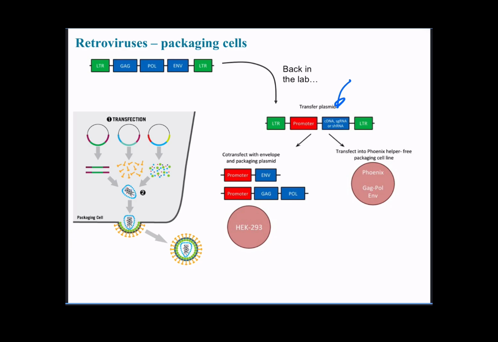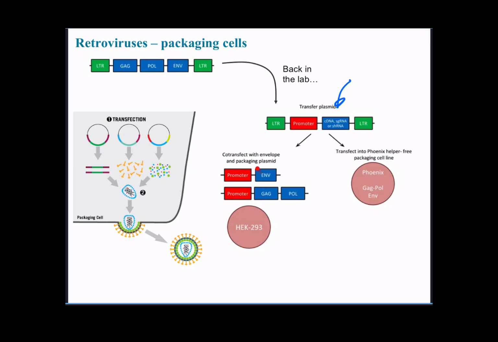Right? So we detach the replicative ability of these retroviruses from their ability to introduce sequences into the genome. And the way this is done is either by using two different plasmids, or in some cases even three plasmids.